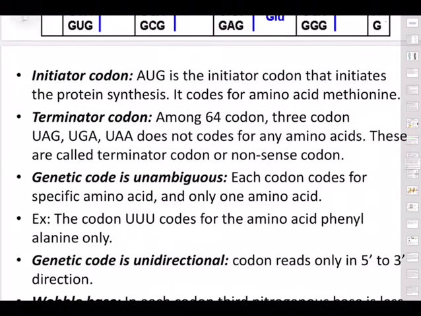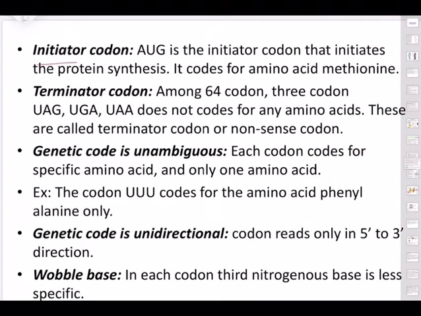And yesterday we said AUG is the initiating codon. The entire process will be initiated by AUG, and this is called the initiator codon because it starts protein synthesis. It codes for amino acid methionine. MET is methionine. And then terminator codon or stop codon. Totally if you count in the table, 64 codons. 3 codons, UAG, UGA, UAA, do not code for any amino acids. So these are called terminator codons or nonsense codons.